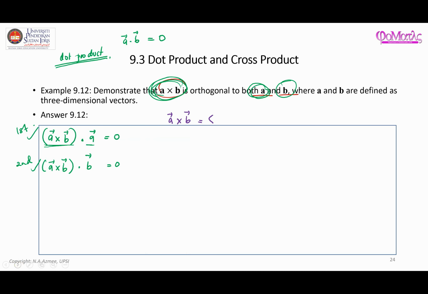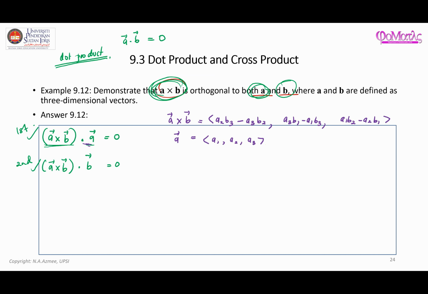So this is A2B3 minus A3B2. So that is the first component. Next we have A3B1 minus A1B3. So that's the second component. And the third component is A1B2 minus A2B1. Okay, next we need to know what is the component of vector A. So this is a three-dimensional vector, which is just A1, A2, A3.